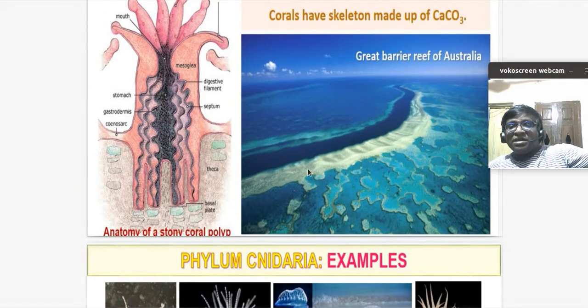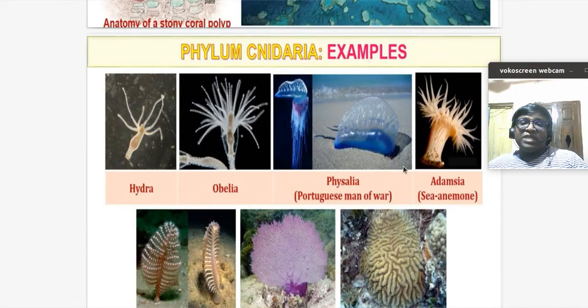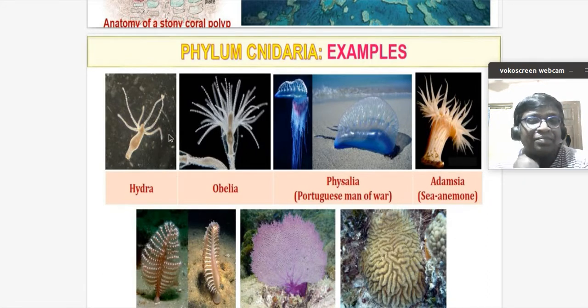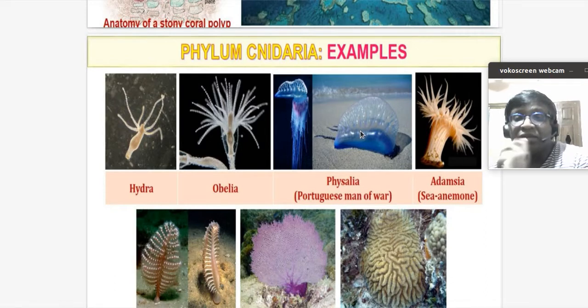So the Great Barrier Reef of Australia is completely made up of corals. It is the largest coral island. Some of the examples that your textbook has given for phylum Cnidaria or Coelenterata are Hydra and Obelia. This is the Portuguese man of war. Their stinging is quite effective. That's the reason they are called Portuguese man of war.